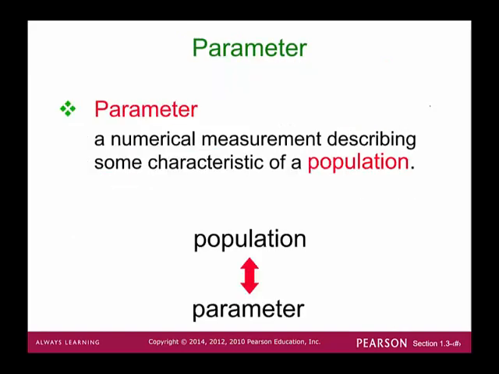Now let's take a look at some important terminology. First of all is parameter. A parameter is a numerical measurement describing some characteristics of the population. Anytime you're talking about a parameter, it's pointing towards the population. They have a corresponding relationship with each other. Parameter is used to describe the population characteristics.